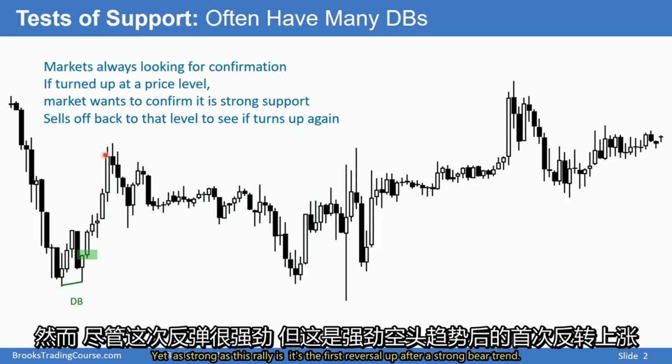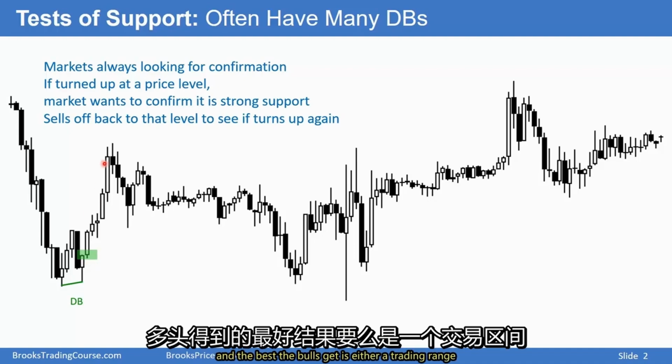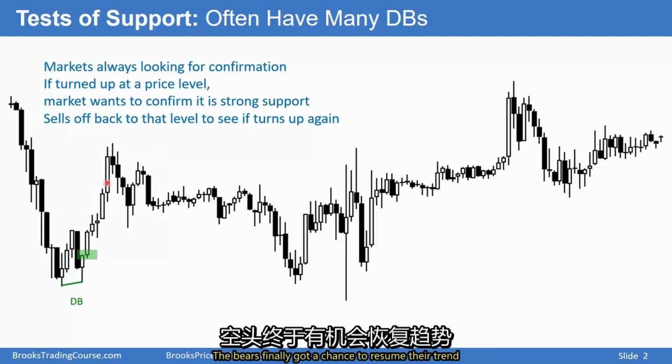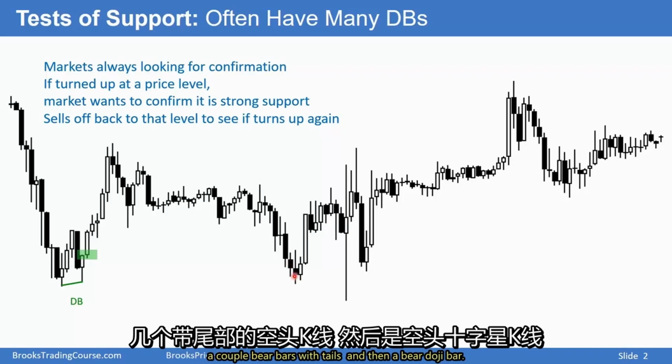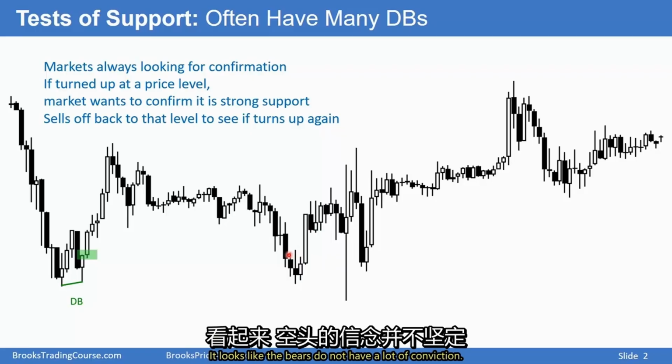Yet, as strong as this rally is, it's the first reversal up after a strong bear trend. When that's the case, usually the reversal is minor, and the best the bulls get is either a trading range or a bear flag and a resumption of the bear trend. Nobody knows at this point. The bears finally got a chance to resume their trend, but big bear bar, tail, bad follow through, a couple bear bars with tails, and then a bear doji bar. The bulls tried to reverse up, going above that high. It looks like the bears do not have a lot of conviction.